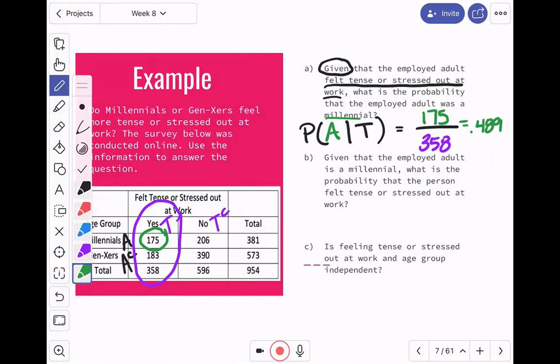Given that the employed adult is a millennial, what is the probability that the person felt tense or stressed out at work? How is this problem different? The restriction keyword is the millennial. You're changing your restriction. The keyword is given again. So given that they're millennials, your back is going to be your restriction. I'm restricting it to the millennials, A.